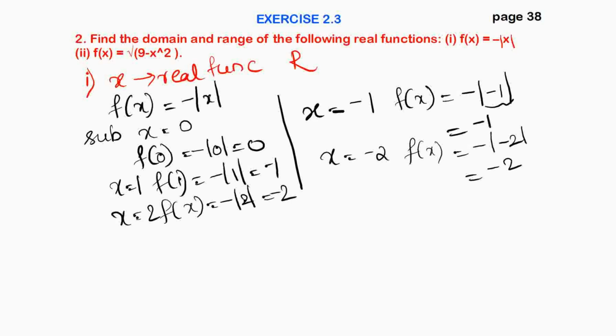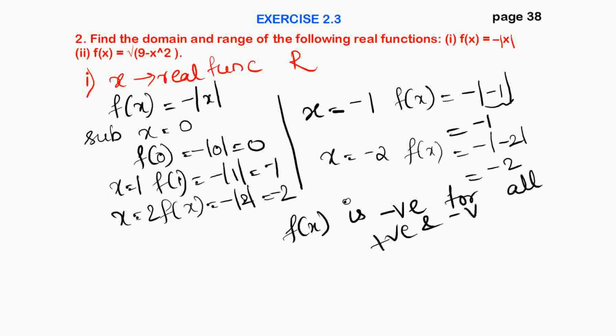So the domain is the elements from set 1, we call it a domain. So all the real numbers are the domain, and whichever elements have mapping in set 2, we call it a range. In this particular condition, all the output values are negative, so it varies from minus infinity to 0. So the range is minus infinity less than or equal to f of x less than or equal to 0.